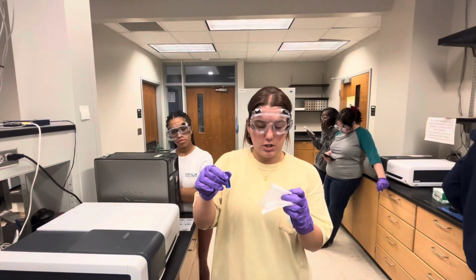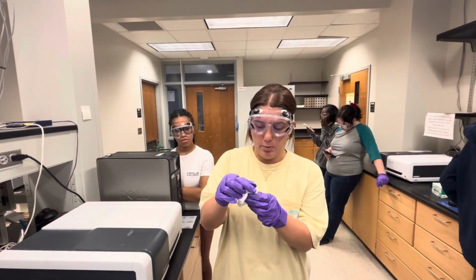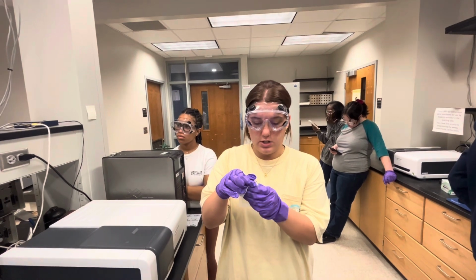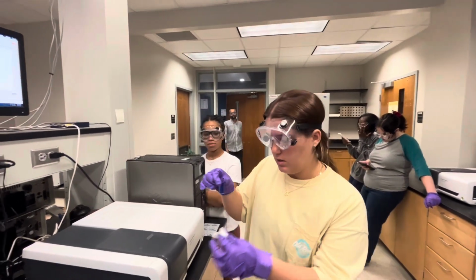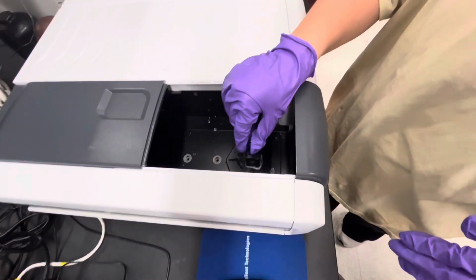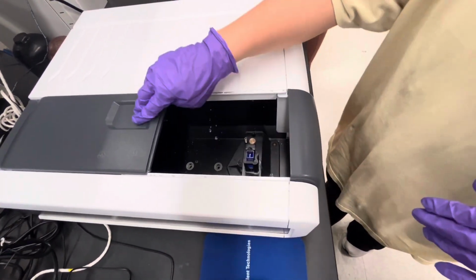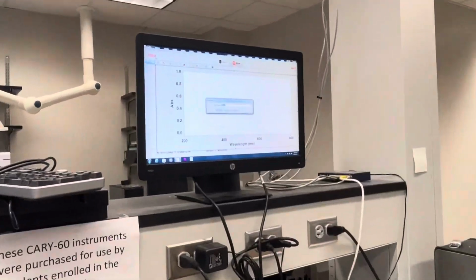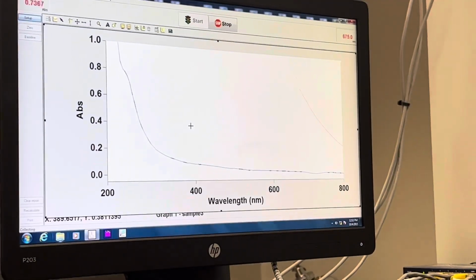Okay, so this is our stock solution. I'm gonna clean it before I put it into the UV vis. Clean all the sides. Just keep the negative value. Did it pop negative again? Just close it.